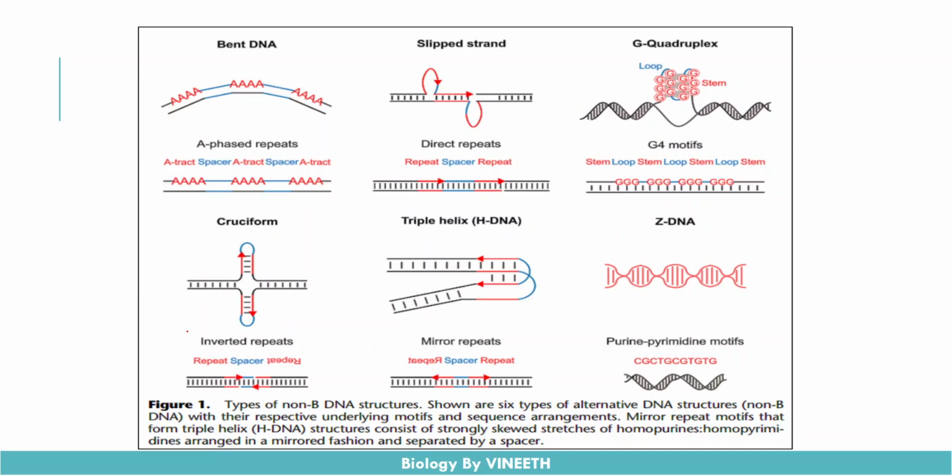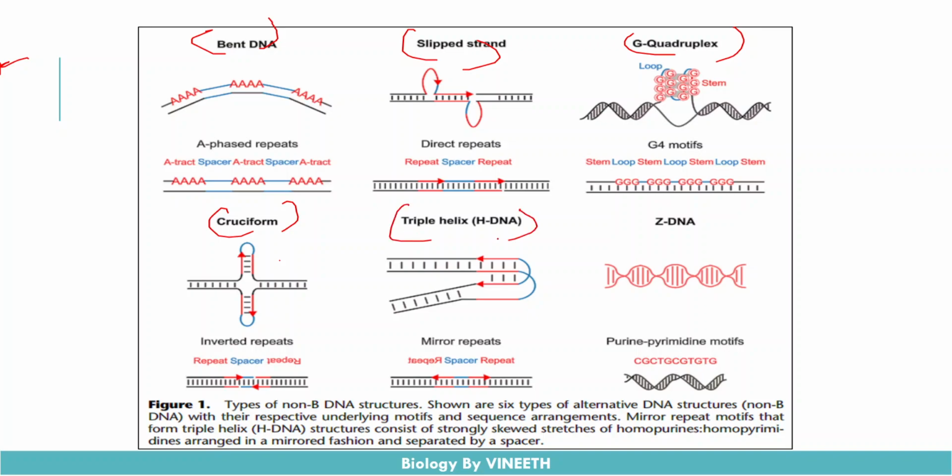We have six different types of these tertiary forms, or non-B DNA forms. The first one is the bent DNA, and then we have the slip DNA. Then we have the G quadruplex, which is a helical DNA with four antiparallel strands. Then we have the cruciform DNA, which is normally observed in tRNA molecules, or in some sort of junctions in the DNAs. When there are a lot of junctions in the DNAs, you can observe this cruciform DNA.